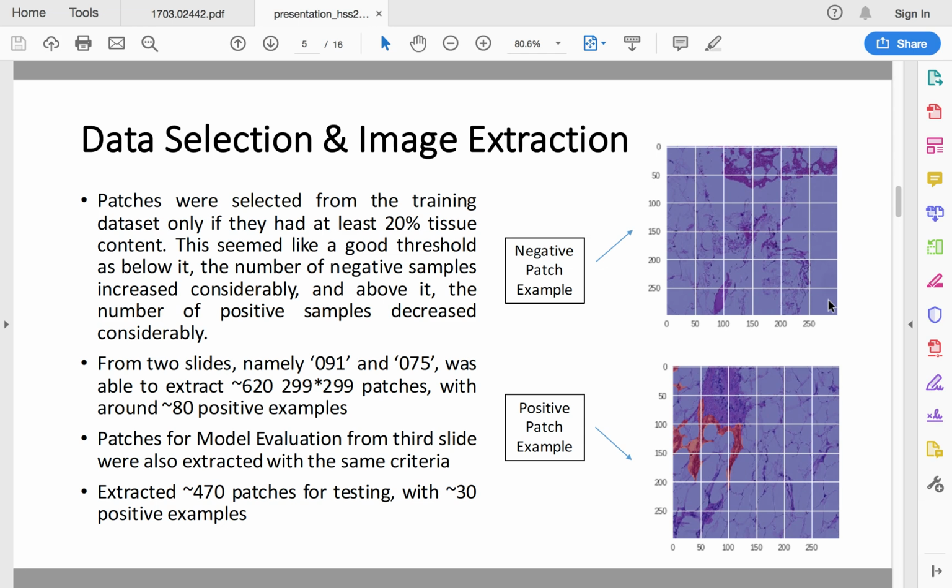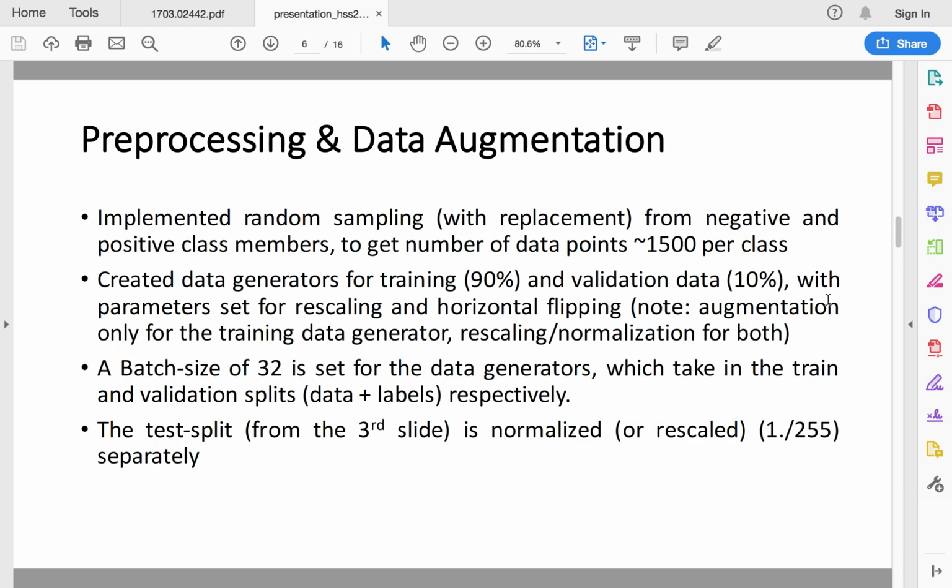And for the 2 training slides, namely 91 and 75, I was able to extract 620 patches with around 80 positive examples. And from the testing slide, I was able to extract 470 patches with about 30 positive samples.